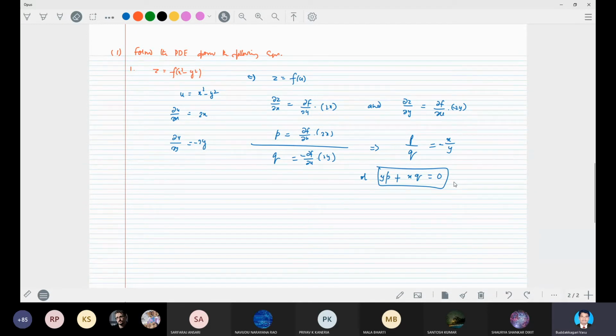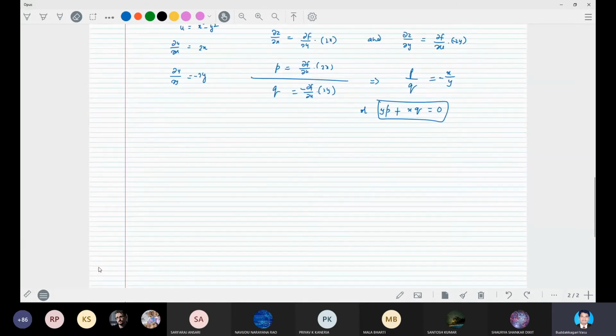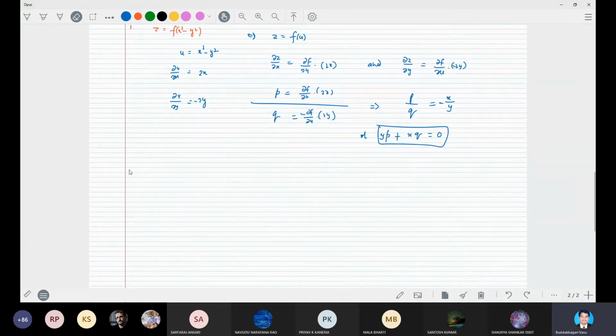Yes, sir. Okay. Similarly, see another equation. You can easily do it the same way. Try this: xyz is equal to f of x square plus y square plus z square. Find the differential equation.